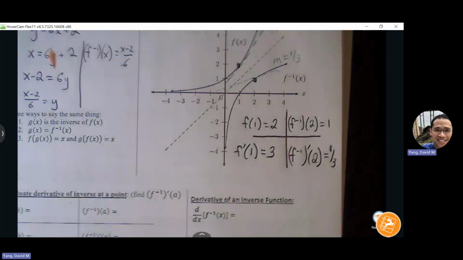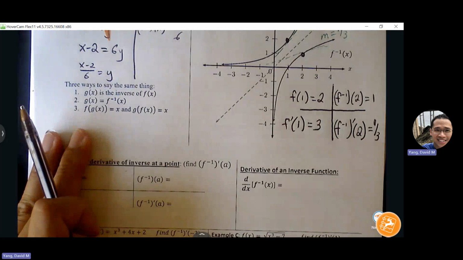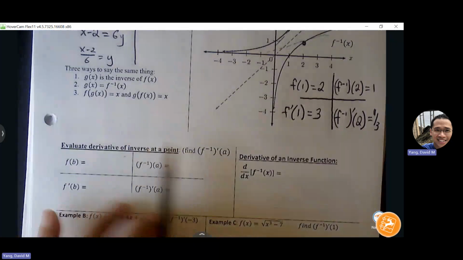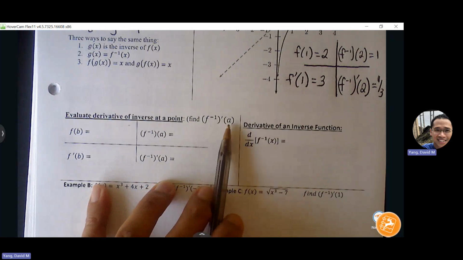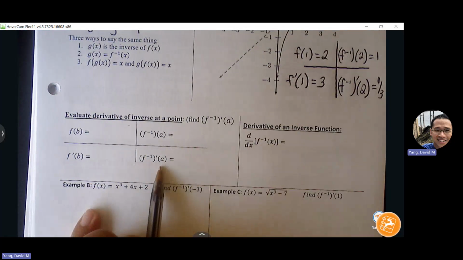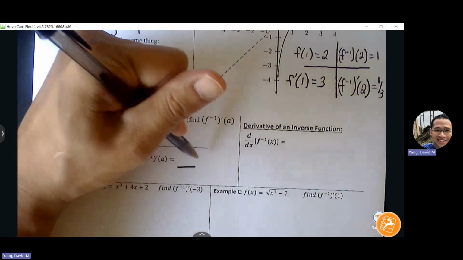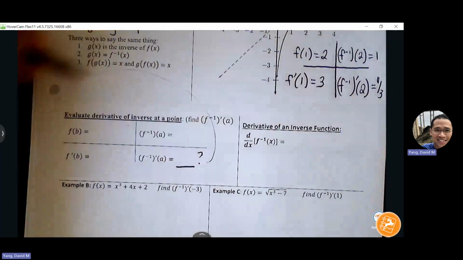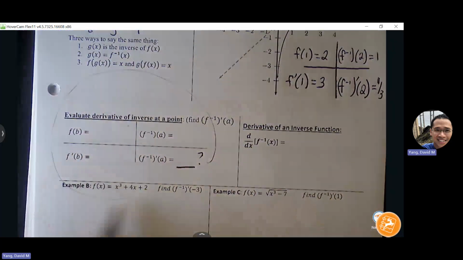So the way a problem is going to be presented to you is it's going to ask you what is the derivative of f inverse at a. So you have to understand that the a they give you is the x value of the inverse. So I'm going to start here. This is the unknown that I'm looking for. I'm going to work my way around this chart, and by the time I make my way around the circle, I'm going to have enough information to find my answer.